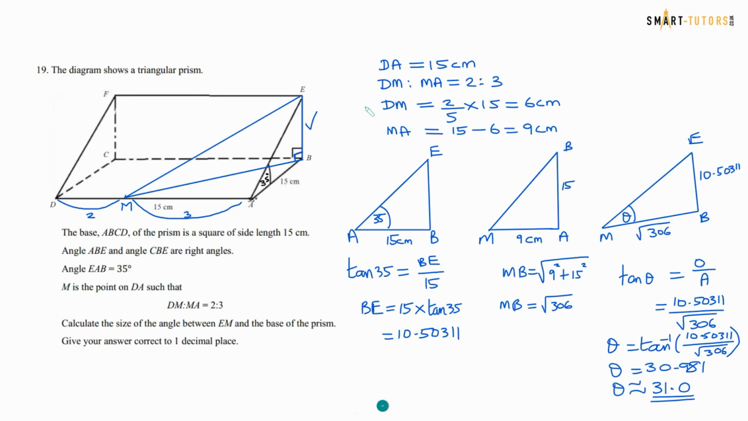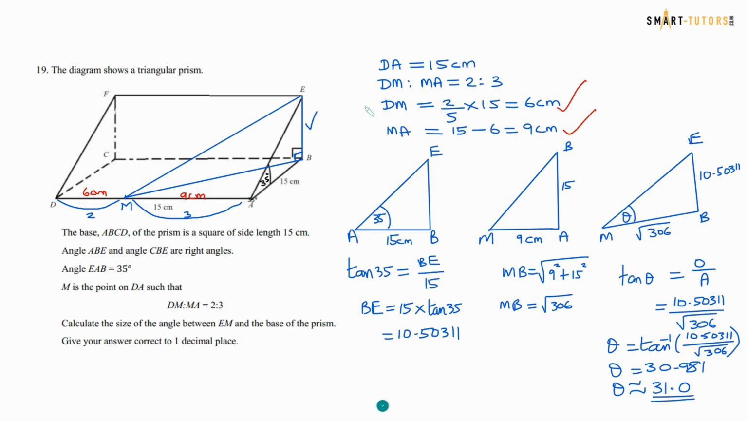Question number 19 is a 3D trigonometry question. The base ABCD of the prism is a square of side length 15. So this is also 15, and that is also 15. Angle ABE is a right angle, right? M is the point where DM to MA is 2 to 3. So we need to share the 15 centimeter length in the ratio 2 to 3. You will get 6 centimeter and 9 centimeter.